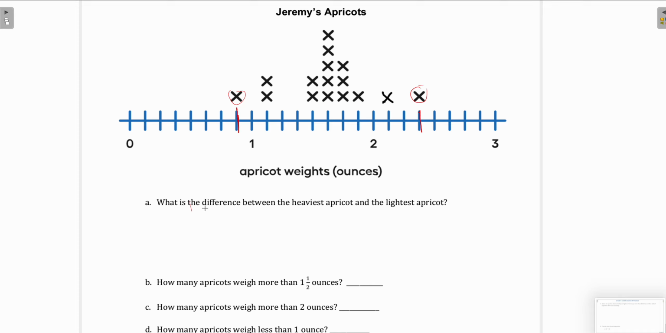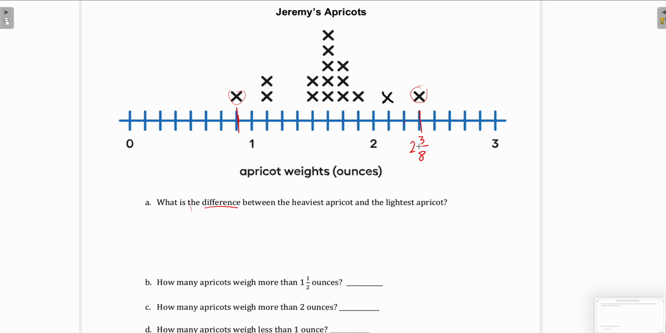So let's find the difference. Difference means subtraction. So let's find out what is the measurement for this. So this is 2 wholes. So this is 2 and 1/8, 2 and 2/8, so this is 2 and 3/8.